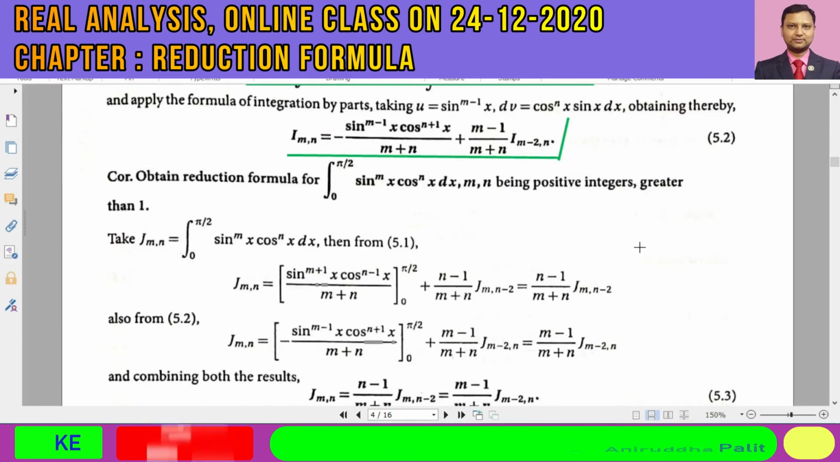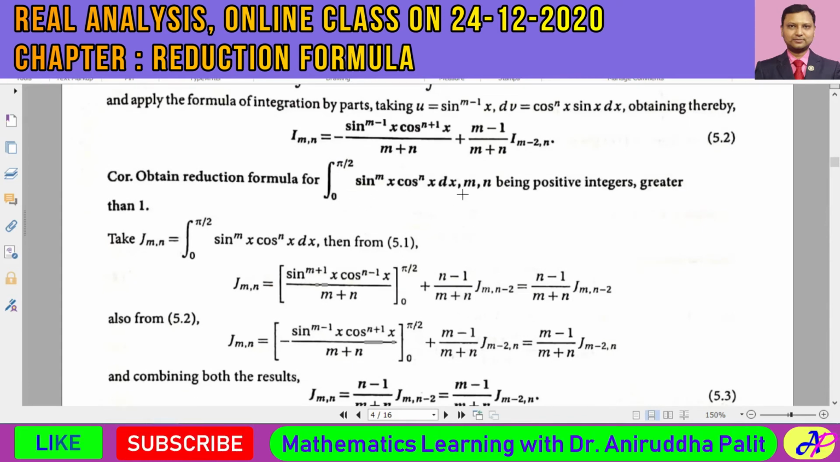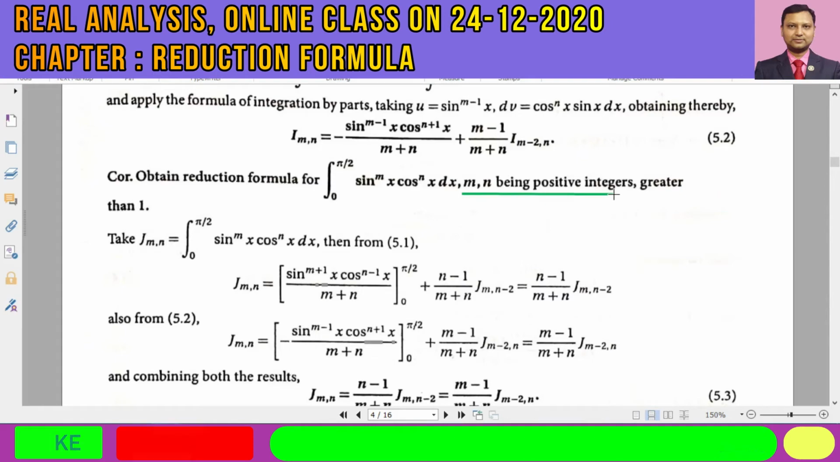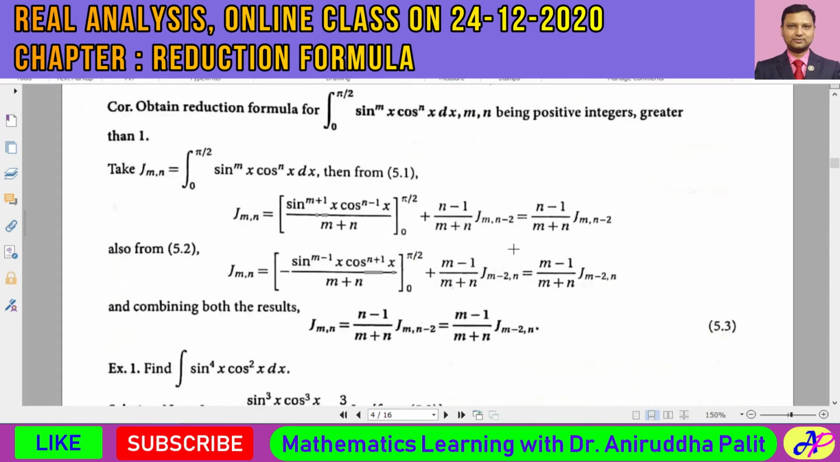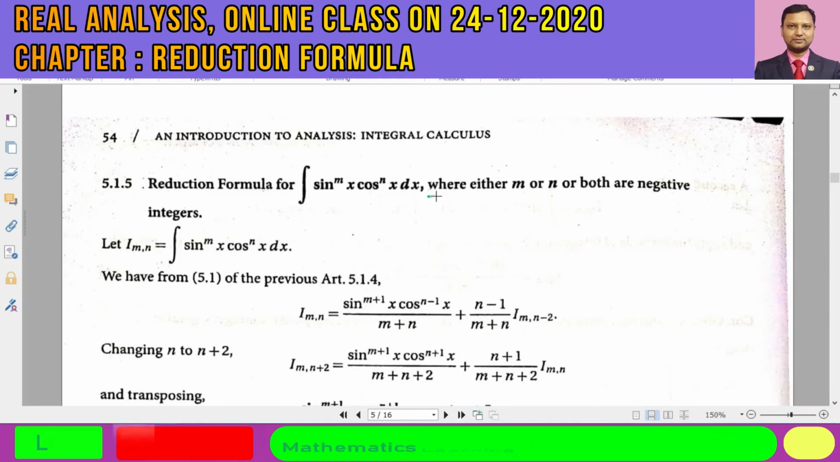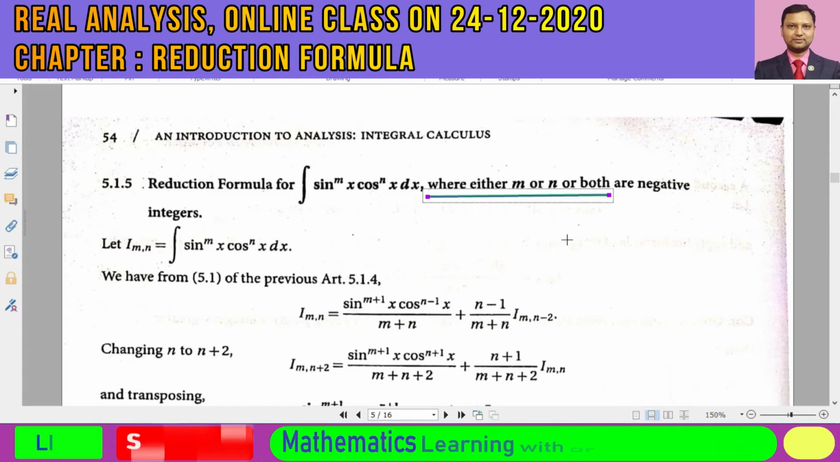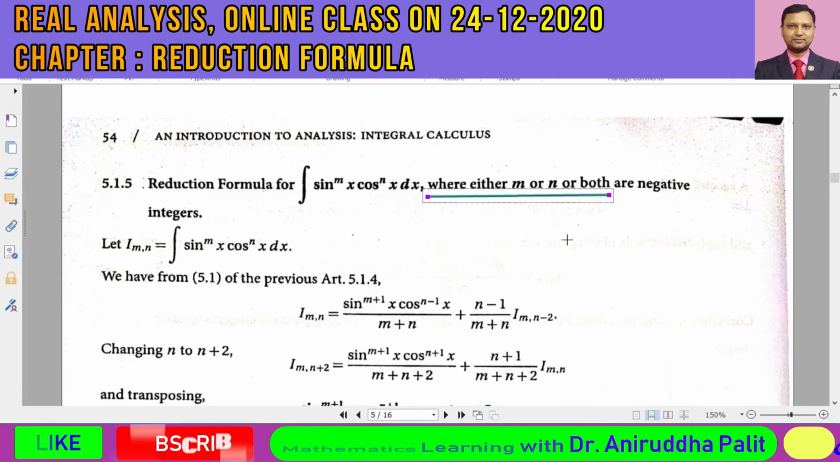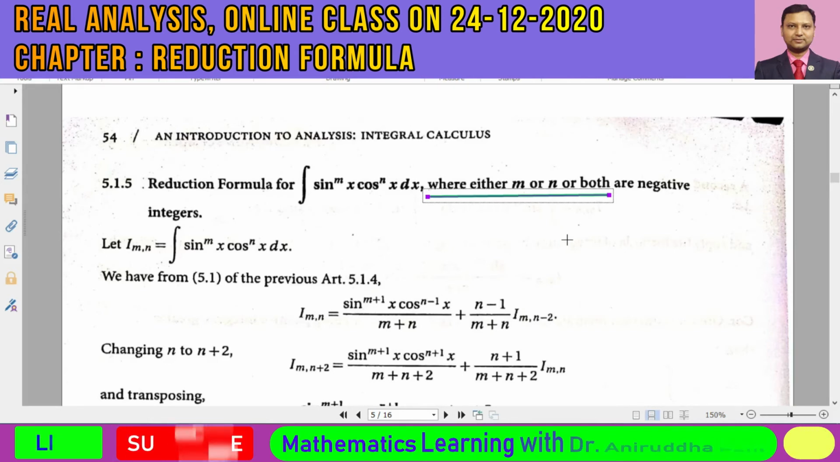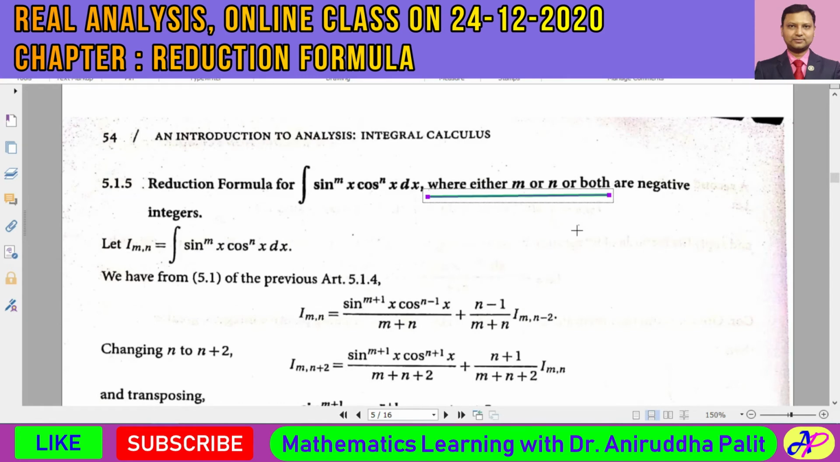Next, in the next portion, we are considering that m and n may be... sorry, not this one. Over here, either m or n or both are negative integers. That means m may be positive but n is negative, m may be negative but n is positive, or it may so happen that m and n both are negative integers. Then what to do? How to proceed, and how to get a reduction formula?